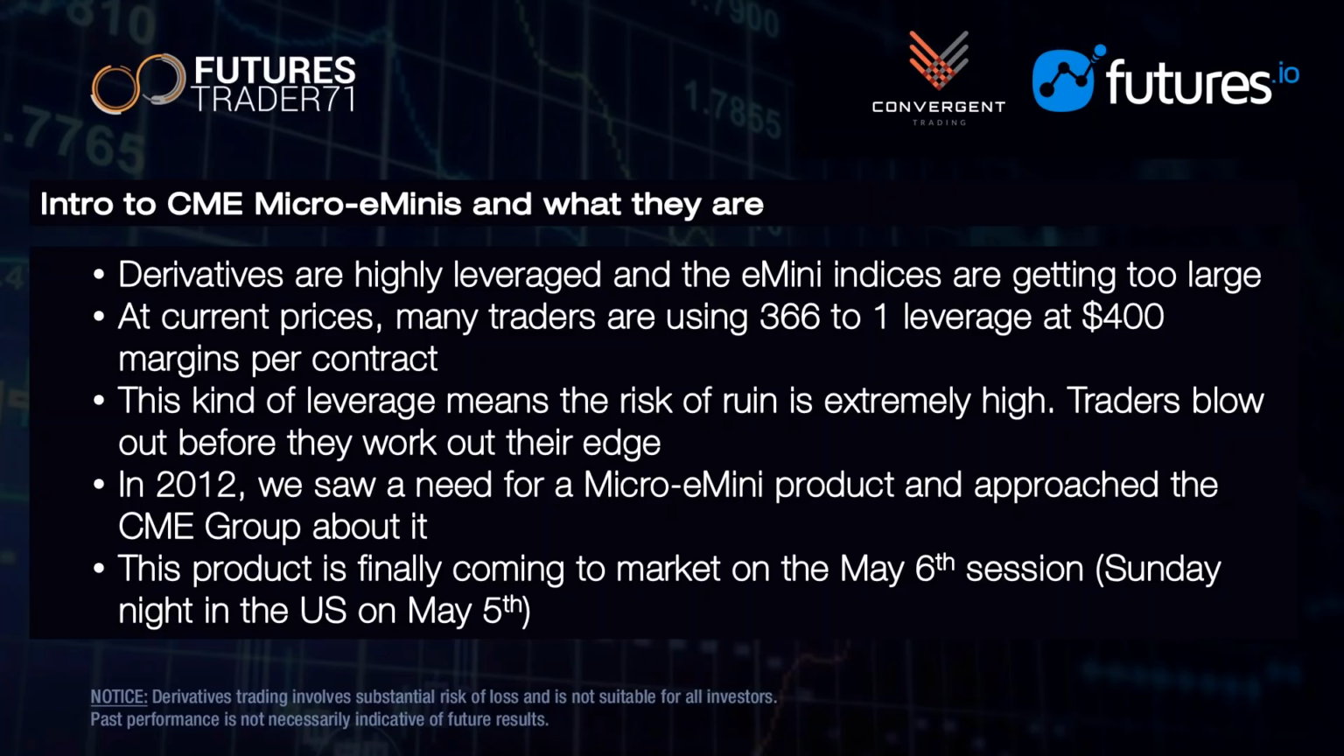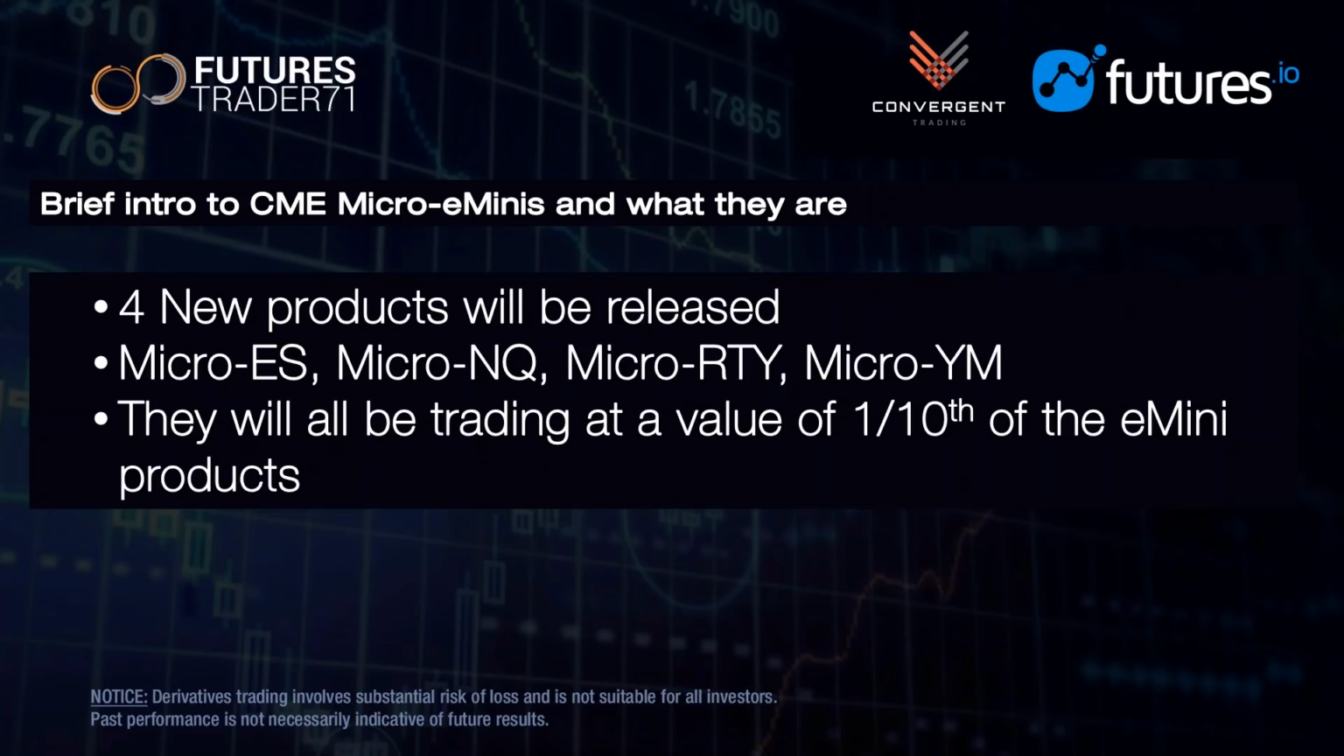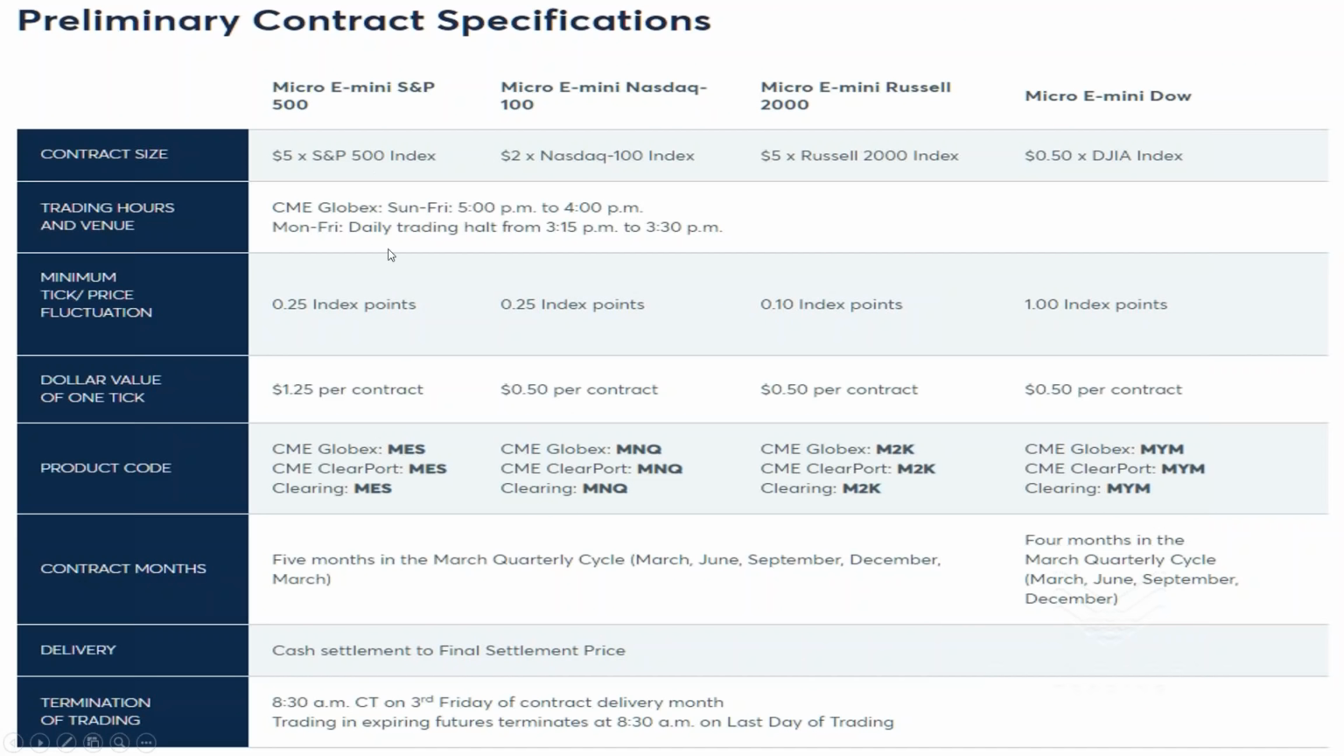So in 2012, I reached out to the CME and asked them to look into a micro product, which they didn't really do anything about for a while, and now that product was released May 6th. There are 4 new products: Micro ES, Micro NQ, Micro RTY, and Micro Dow. They are 1/10. They shouldn't say "will be," because these are the same slides I was using for the presentation.